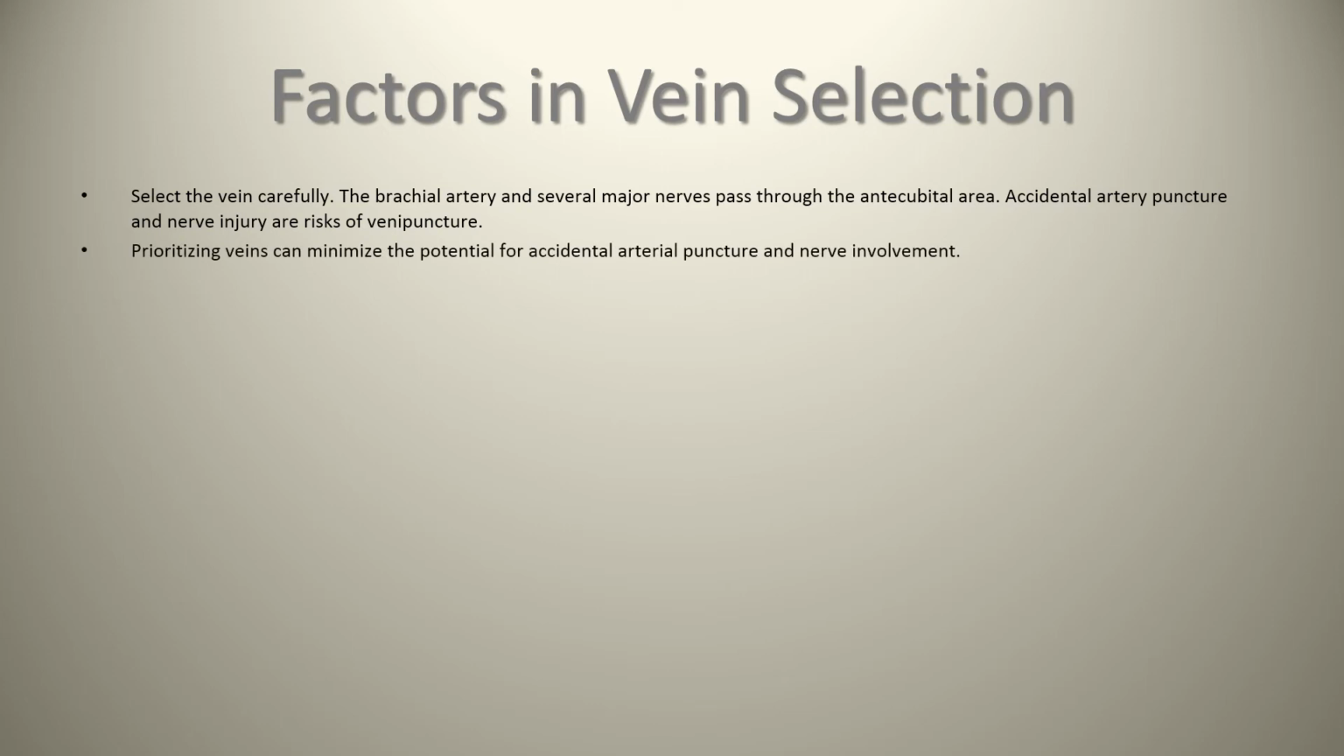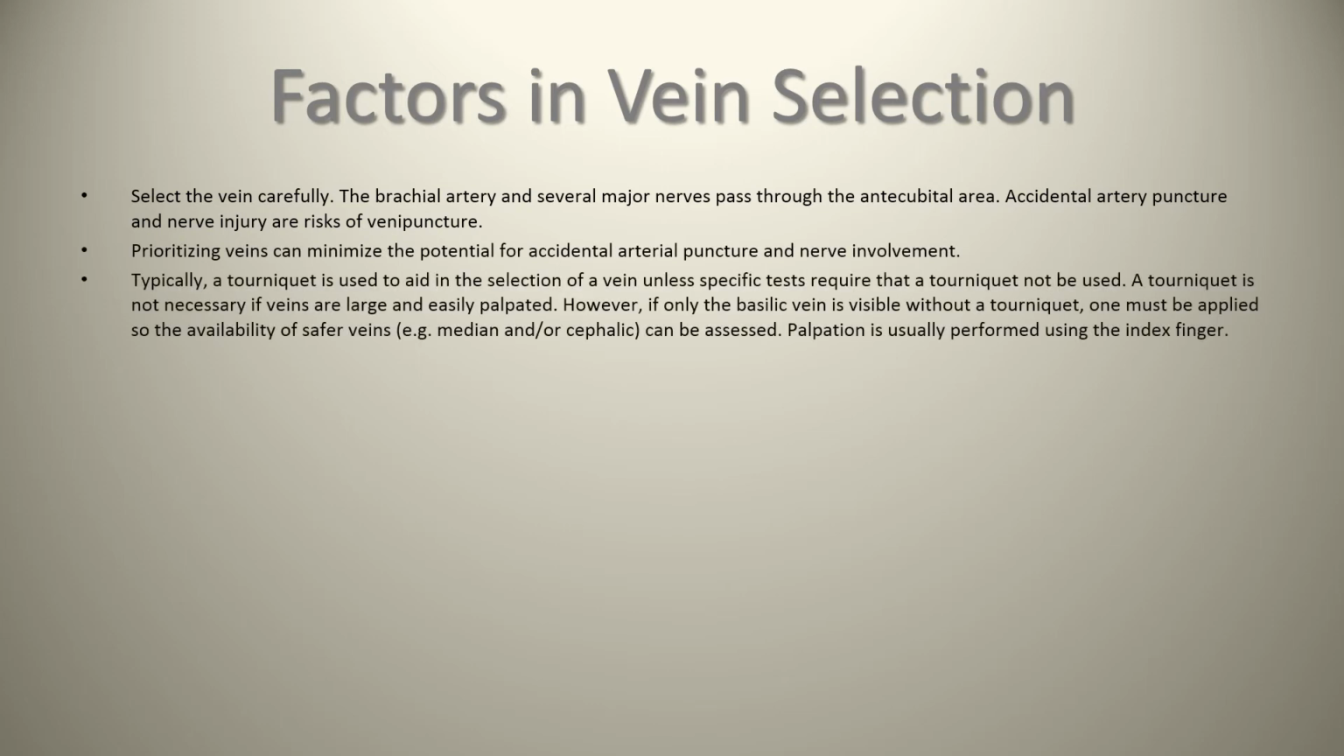Typically, a tourniquet is used to aid in the selection of a vein unless specific tests require that a tourniquet not be used. A tourniquet is not necessary if veins are large and easily palpated. However, if only the basilic vein is visible without a tourniquet, one must be applied so that the availability of safer veins, the median and/or the cephalic, can be assessed.